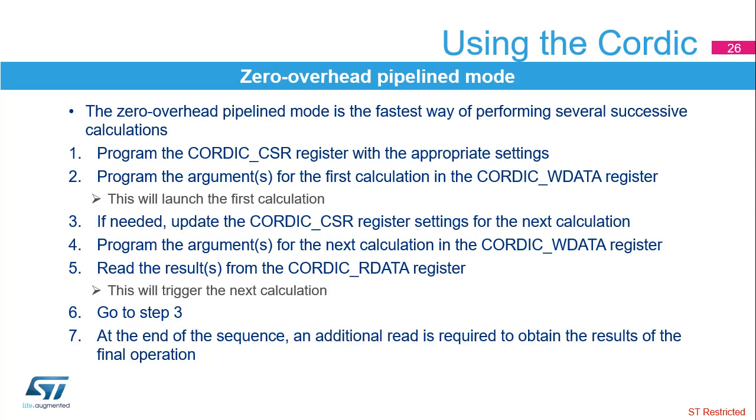The sequence described in this slide summarizes the use of the Cordic IP in zero overhead mode, assuming pipelined operations. By iterating the steps 3 to 6, software can re-execute the same operation for an array of arguments. The seventh step is required to obtain the result of the last operation.